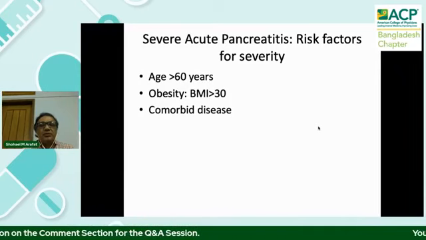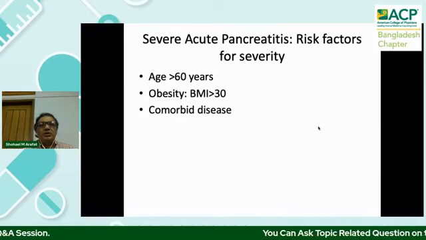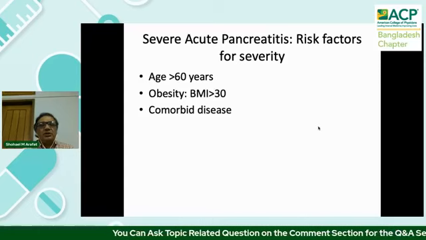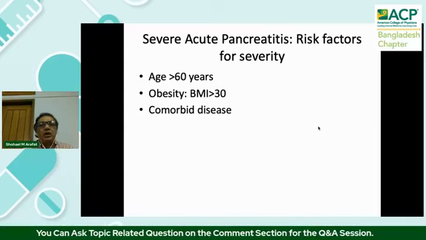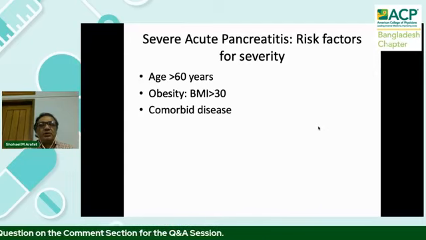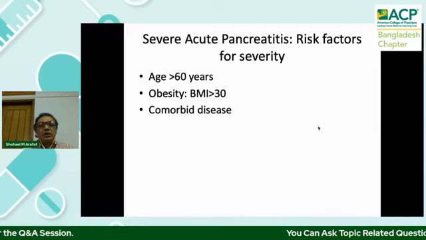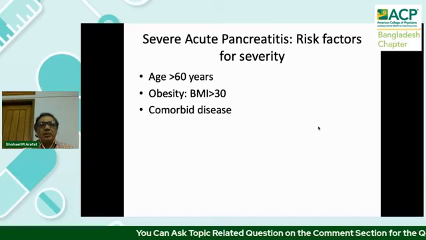And in general, if I forget that score, there is a very simple one: age over 60, obesity with BMI more than 30, and comorbidities. These three are good enough to make someone a patient of severe acute pancreatitis. These are very simple things. But regarding our score or academic setup, we need to go for scoring systems like BISAP and similar scores.